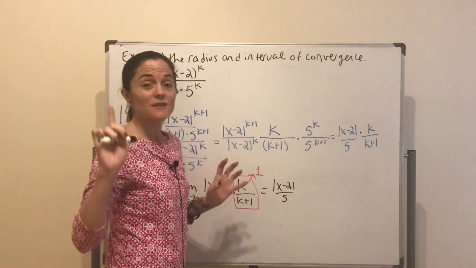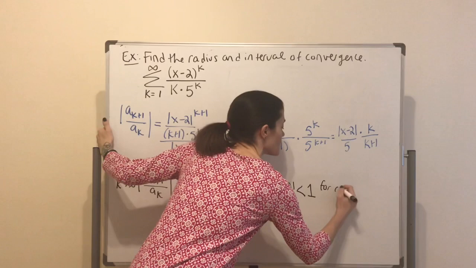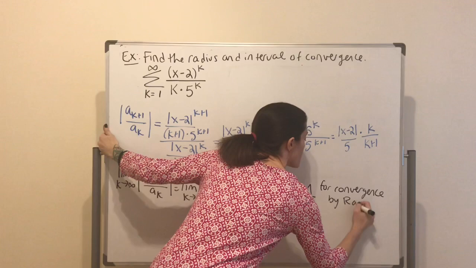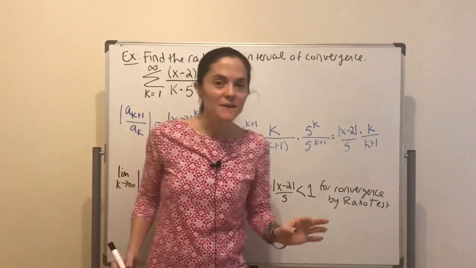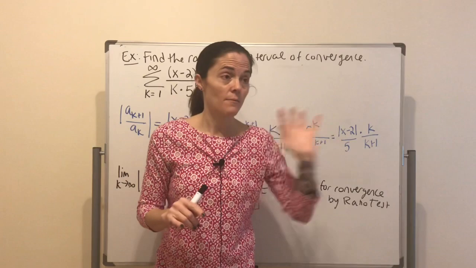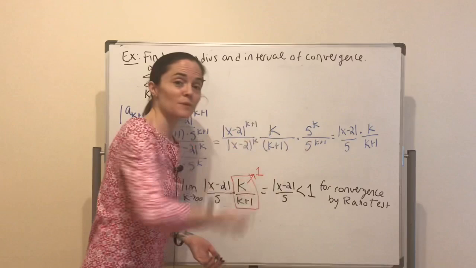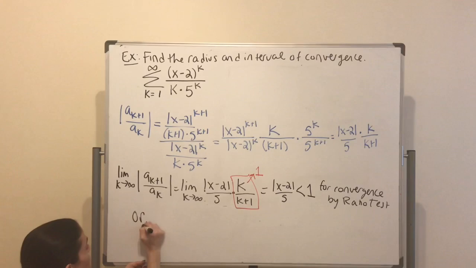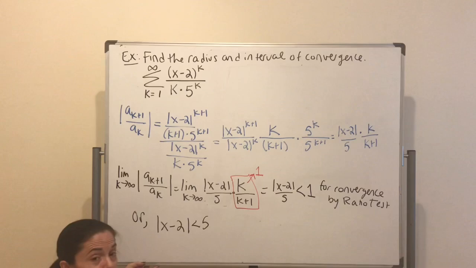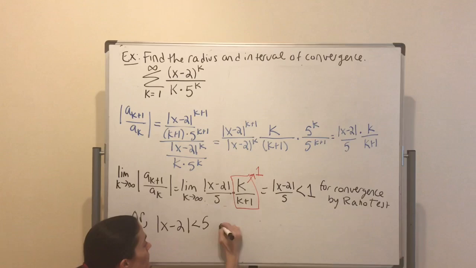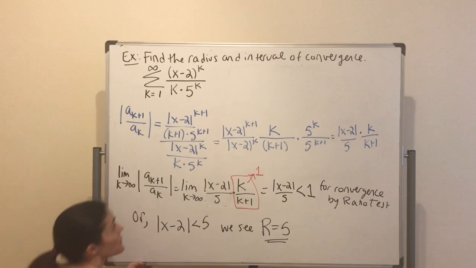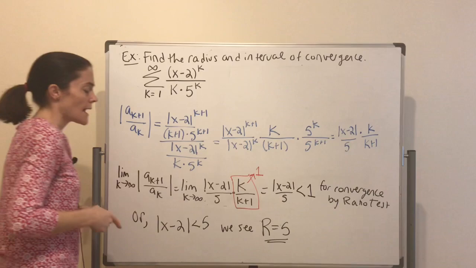So what do I need? The ratio test says for convergence, I need this less than 1. If you remember, the theorem down here says we need the absolute value of x minus the center less than some capital R for convergence. Then that capital R is my radius of convergence. To get this from what we have right here, we just multiply through by 5. So another way to say this is the absolute value of x minus 2 less than 5. I have multiplied through by 5. So we have found the first part. Now, don't stop here. We have found capital R is 5.